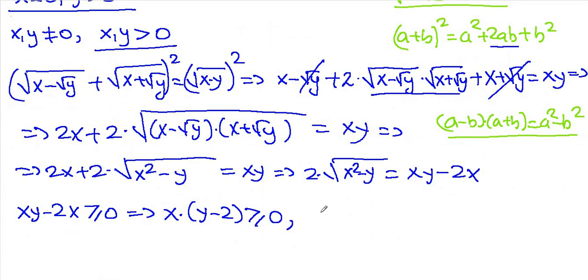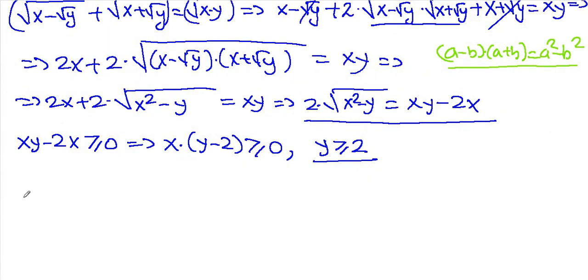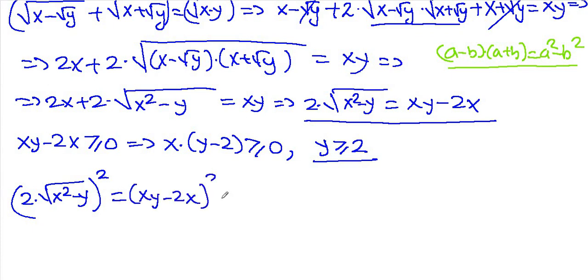So therefore here we can get from this inequality that y must be greater or equal than 2. So now, knowing this, I can now square both sides of this equation. So let me rewrite this equation here: 2 times (x squared minus y) to the power of, so I am squaring, is equal to (xy minus 2x) to the power of 2.